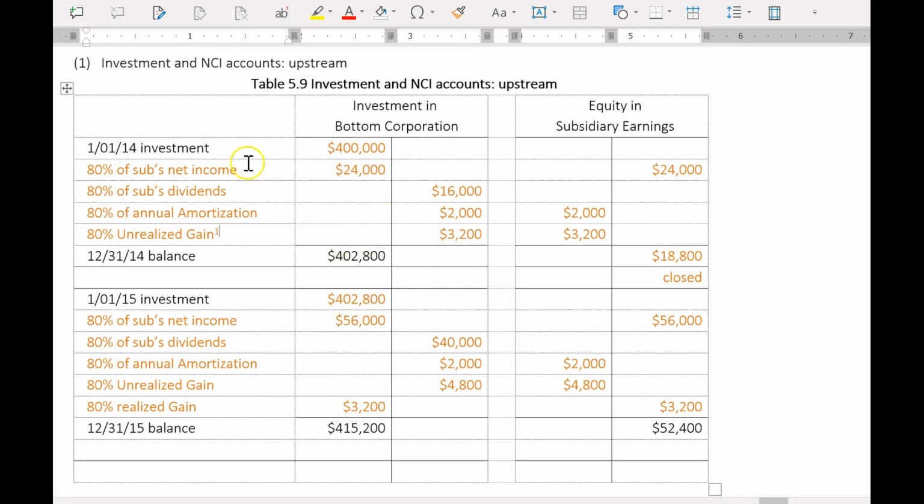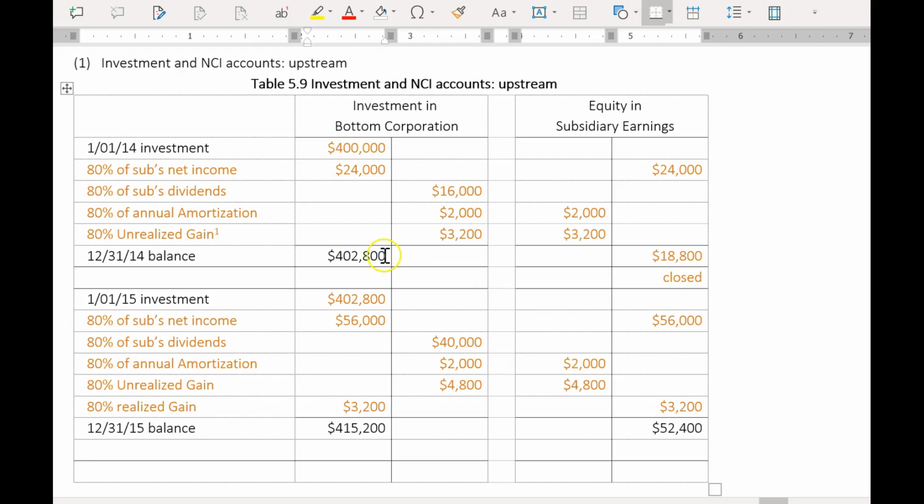So the parent has a beginning investment on January 1st, 2014. It recognized 80% of the subsidiary's net income, 80% of the dividend, and 80% of the annual amortization of the database. Now, remember there was a 4,000 unrealized gain for 2014 that I just showed. If you have that printed out, you can see the 4,000 unrealized gain. The parent shares 80% of this unrealized gain, which is 3,200.